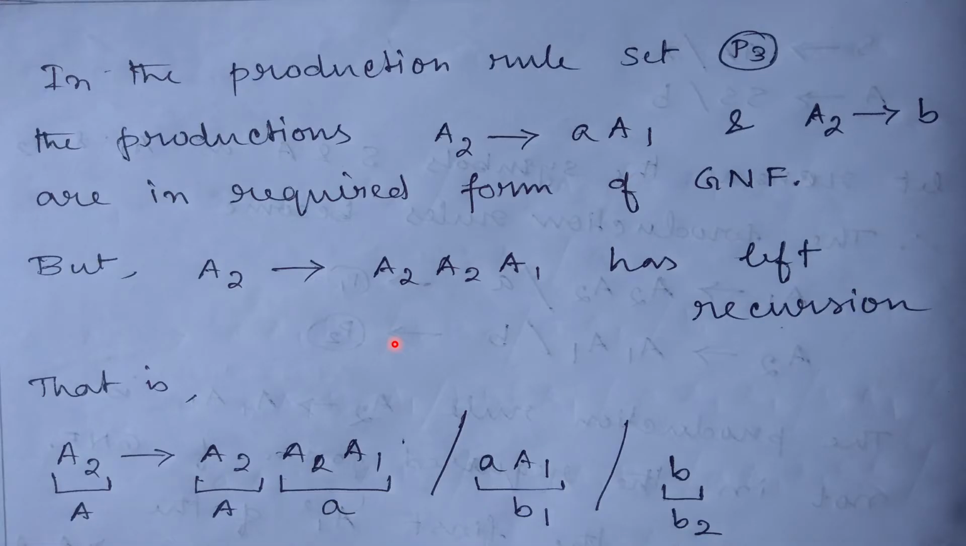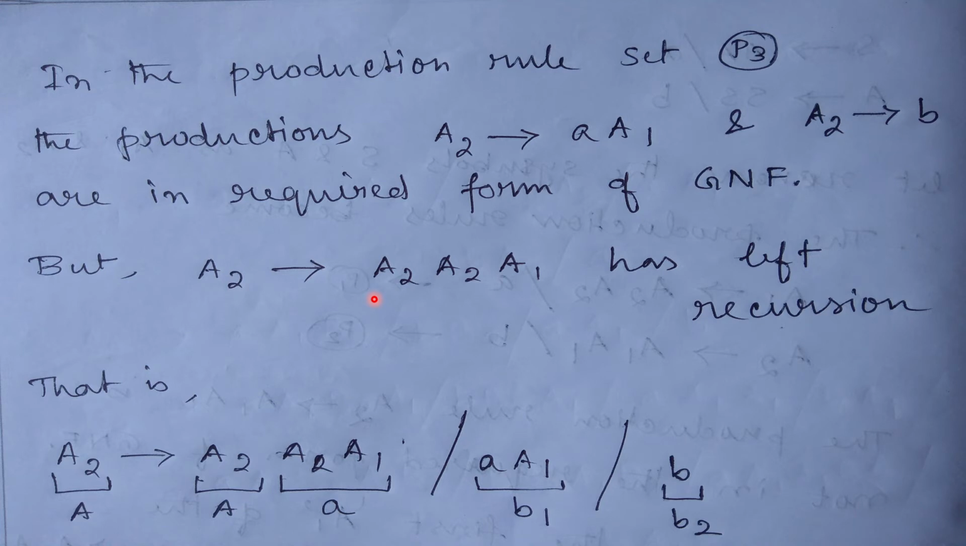Now what we can do, you see what is written in the production rule set P3. The productions a2 to a1 and a2 to b are in the required form of GNF, just what I told you. But a2 to a2 a2 a1 has left recursion. It's obviously not in GNF, but it has a left recursion. You can easily see that a2 is already the left side non-terminal appearing at the left of the RHS of the production rule. That means surely it has a left recursion. So what we have to do? We have to remove this left recursion.